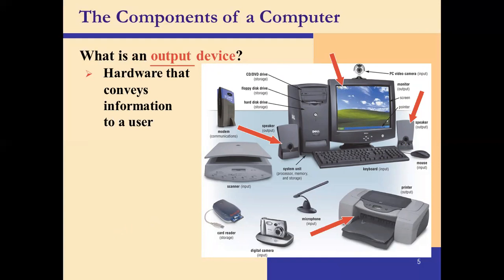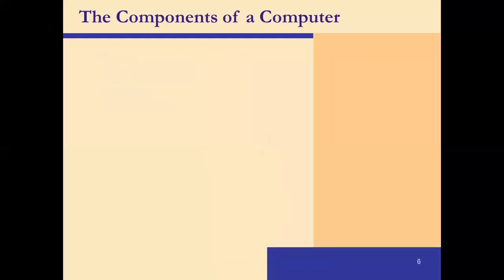The screen, the speaker, and the printer are output devices that give you information. You are hearing my voice through the speaker because my microphone takes my voice as an input, and you can hear it through the speaker as an output. The printer is the same example. You print a document from your computer through the printer, and it gives you the output in hard form, on paper.